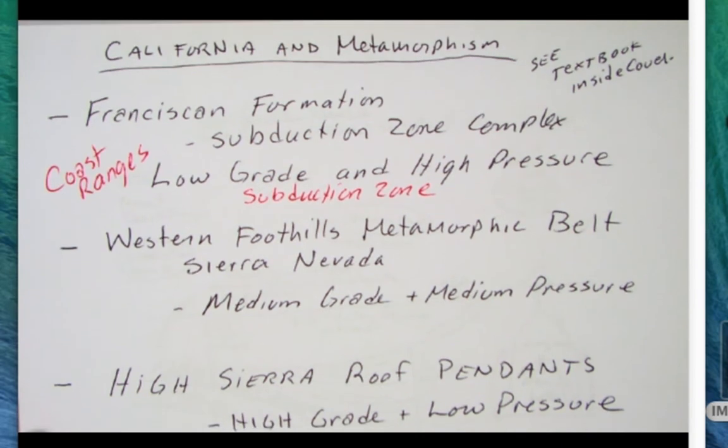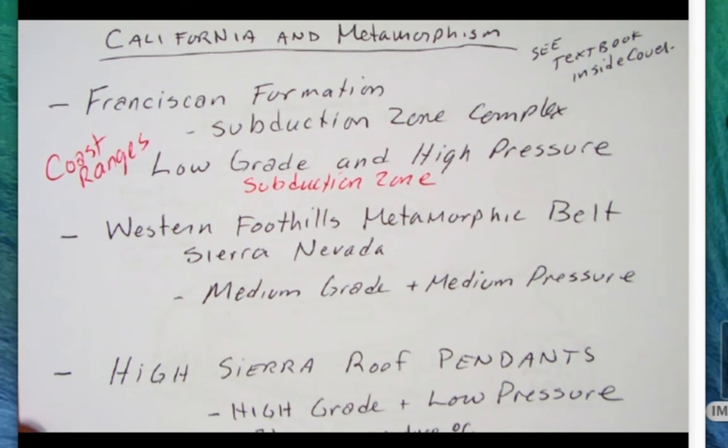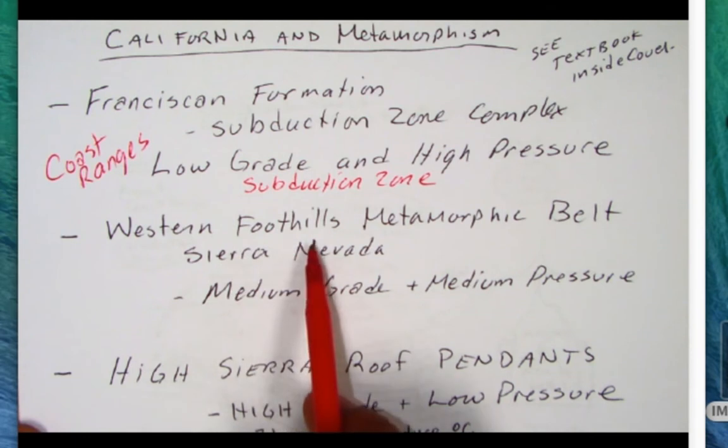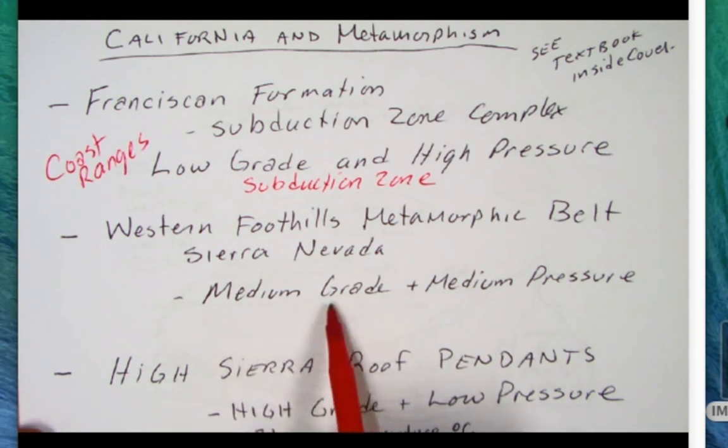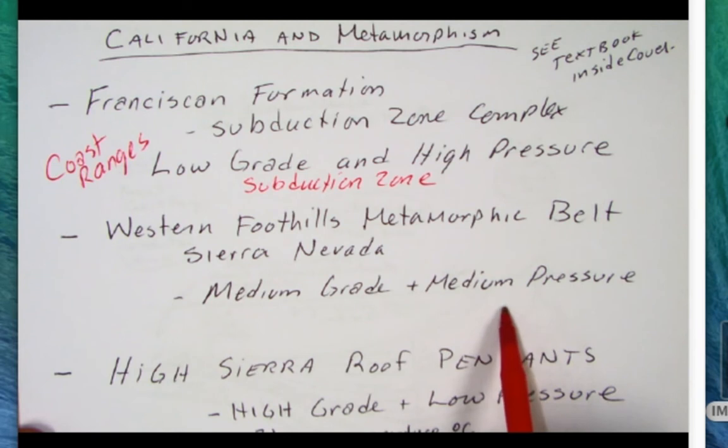Now, as we move over across the Central Valley to the Sierra Nevada foothills, the western foothills belt, we find this metamorphic belt. The rocks there indicate that they've been metamorphosed at a medium temperature, medium grade, and also a medium pressure. So they're telling a story there as well.